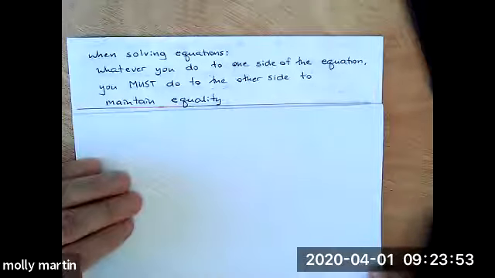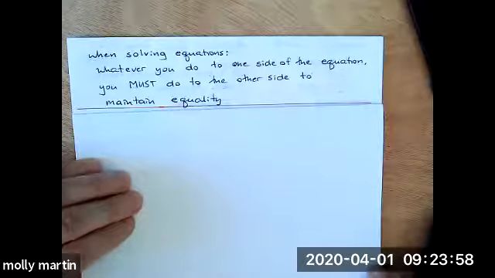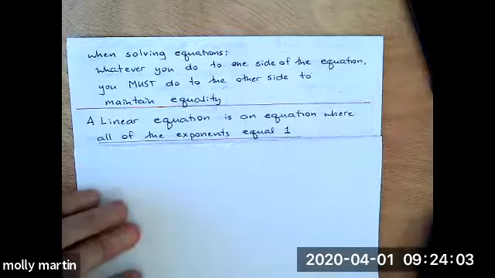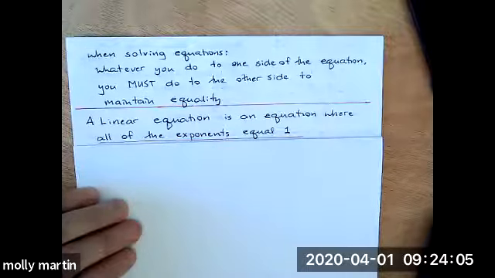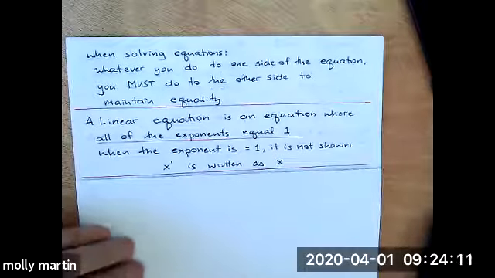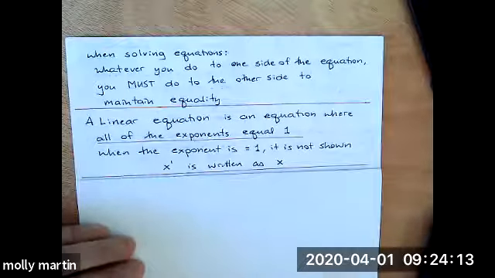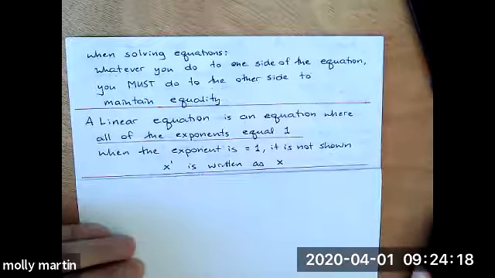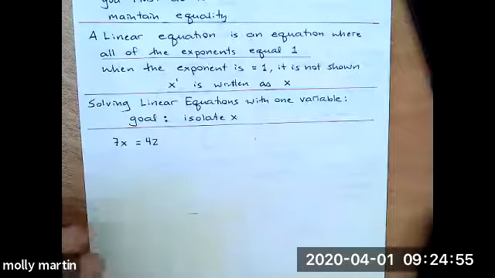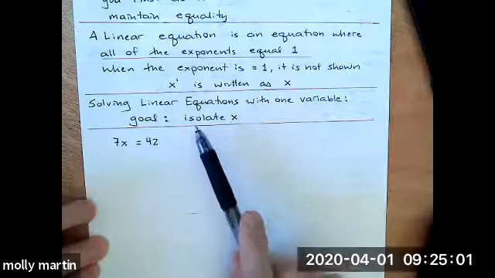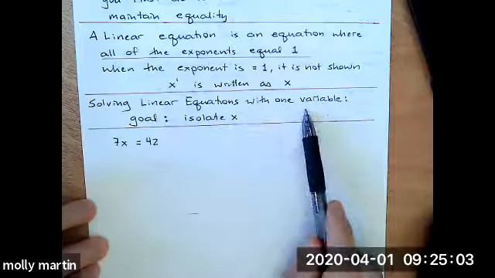When solving equations, whatever you do to one side of the equation, you must do to the other side to maintain equality. A linear equation is an equation where all of the exponents are equal to 1. When the exponent is 1, it is not shown, so x to the 1 power is just written as x. We will be solving linear equations with one variable.